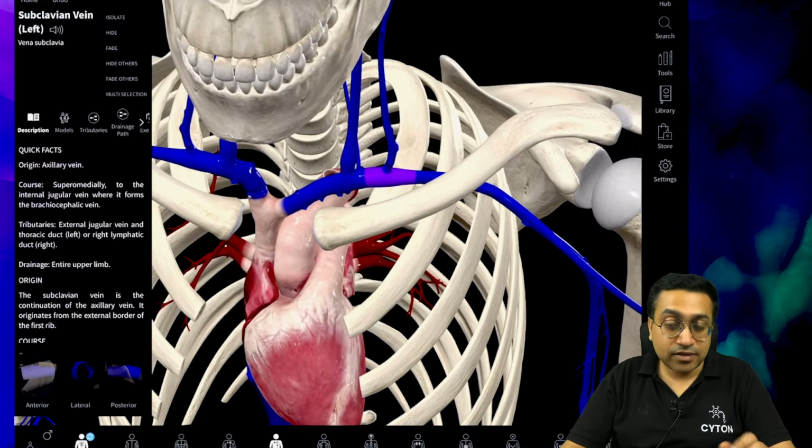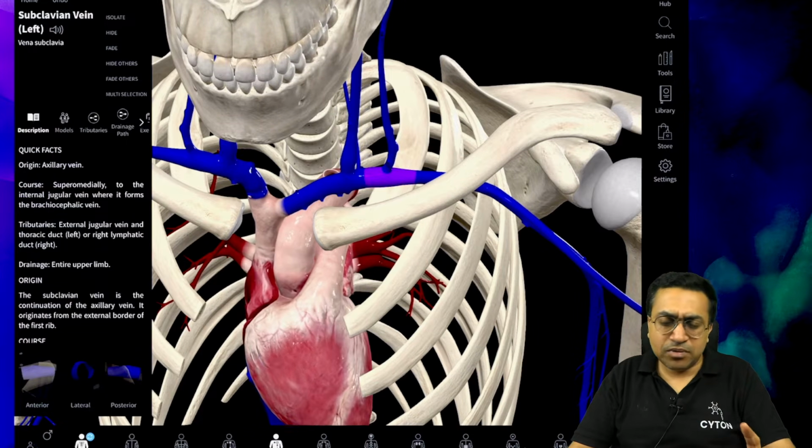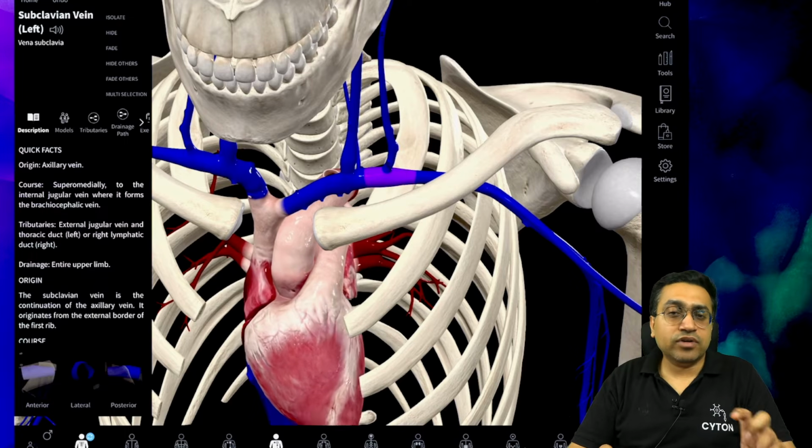Okay, so we can say vessels. Okay, subclavian vessels. Similarly, many places in the body will use the word vessels.